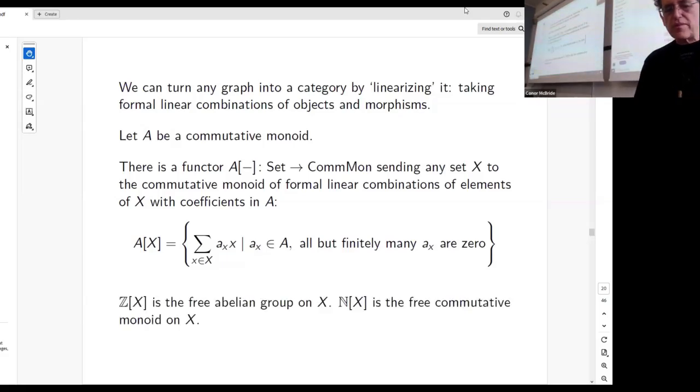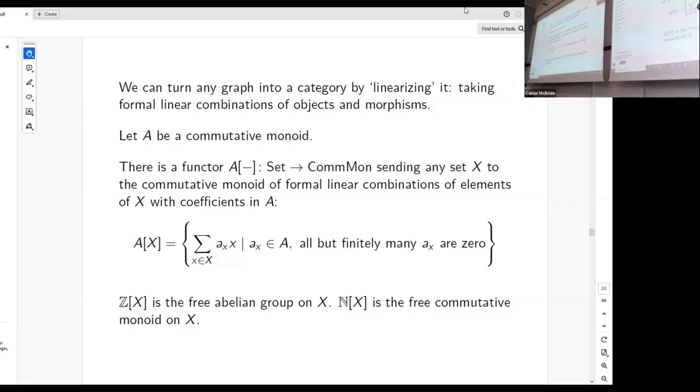So this is a very popular operation in mathematics. So for example, if you take your commutative monoid to be the integers, then this monoid we get, A of X, actually turns out to be a group, and it's an abelian group because addition's commutative, and it's what's called the free abelian group on X. Mathematicians love that. They eat it up.